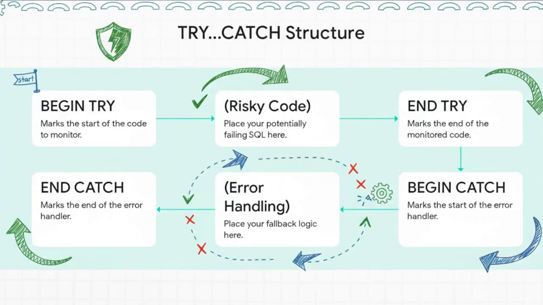Okay, let's break down how this thing is built. It's actually super simple, which is what I love about it. You just wrap your risky code, your potential troublemaker, inside a BEGIN TRY and an END TRY. Then, right after that, you lay out your backup plan inside a BEGIN CATCH and END CATCH. Now, if the code in your try block runs perfectly, no problems, then the catch block just gets skipped over completely. But the second an error pops up, SQL immediately stops what it's doing in the try block, and boom, it jumps right into the catch block.